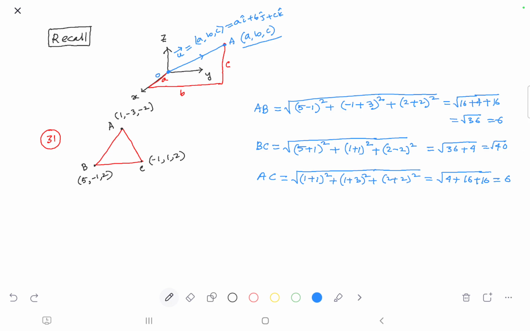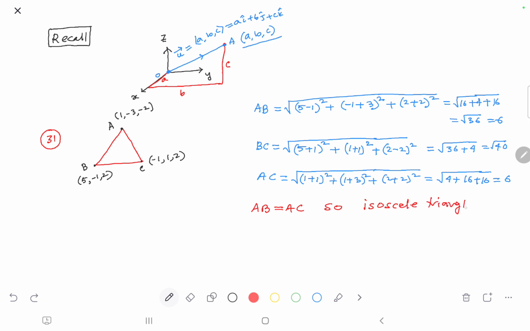Okay, now see, since the side AB is equal to the side AC in length, it is an isosceles triangle, right? Because we have to classify which triangle it is, isosceles or right angle. So it is isosceles, right?